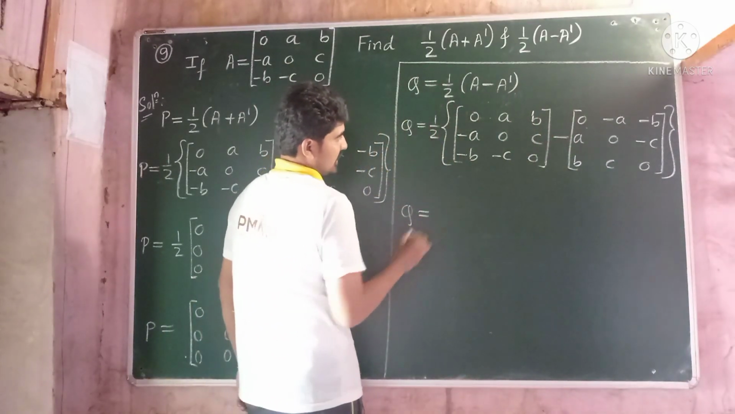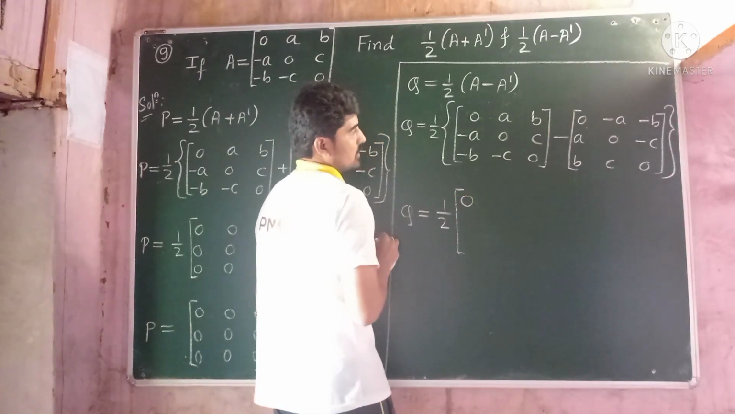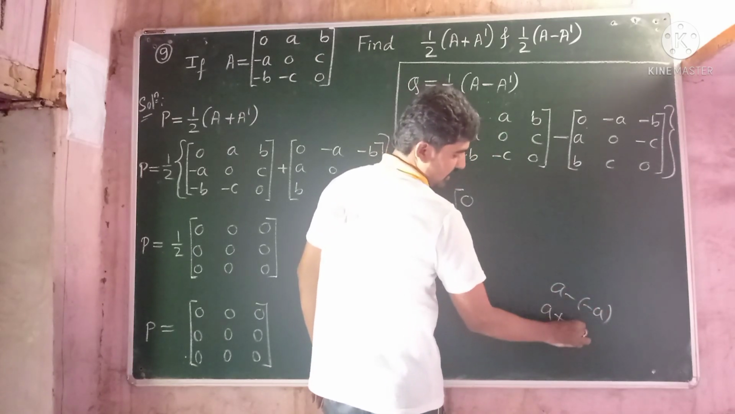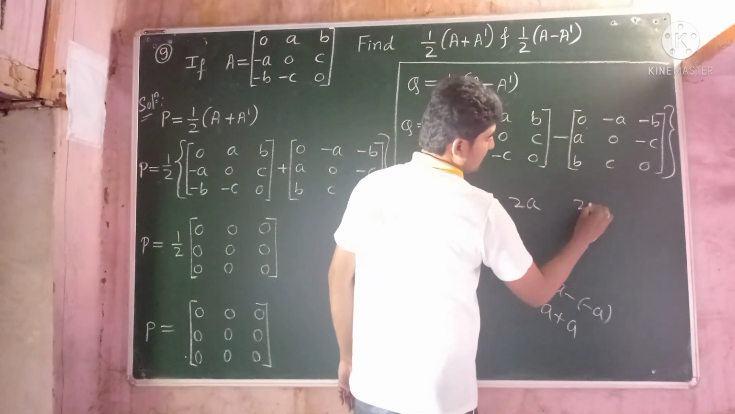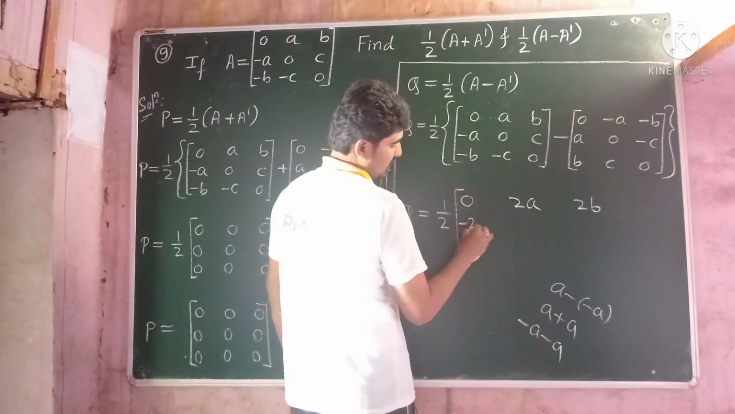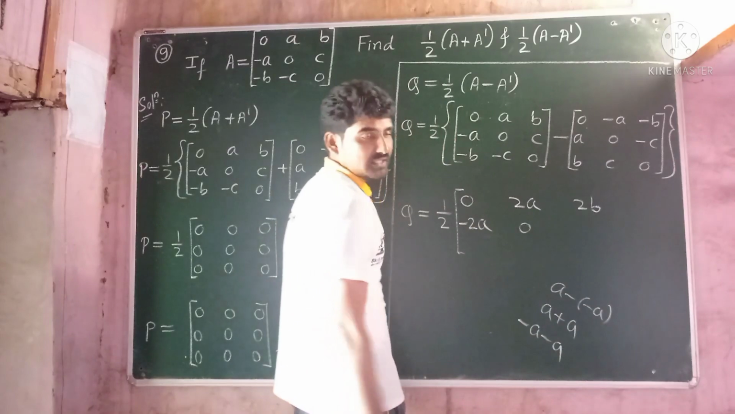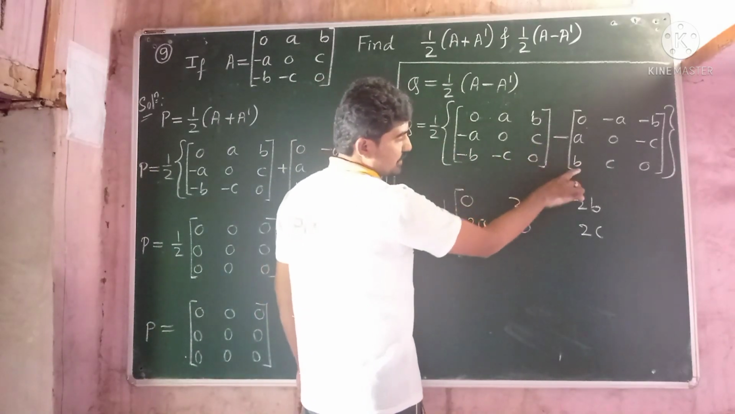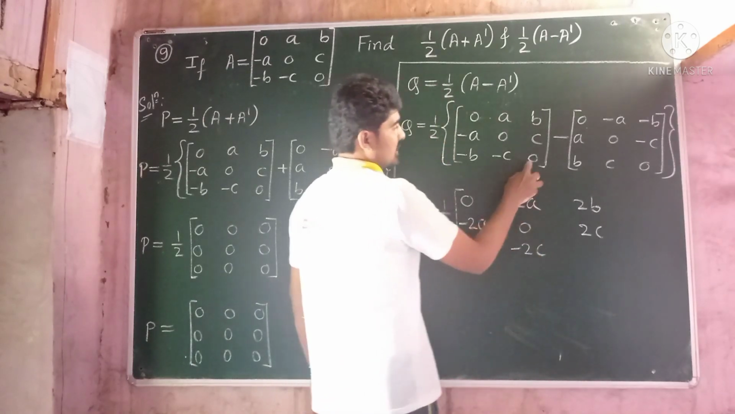Therefore required Q matrix is equals to 1 by 2 into 0 minus 0 is 0, A minus into minus A is plus A, so A plus A is 2A, B minus into minus plus, so B plus B is 2B, minus A minus A is minus 2A, 0 minus 0 is 0, C minus into minus plus, so C plus C is 2C, minus B minus B is minus 2B, minus C minus C is minus 2C, 0 minus 0 is 0.